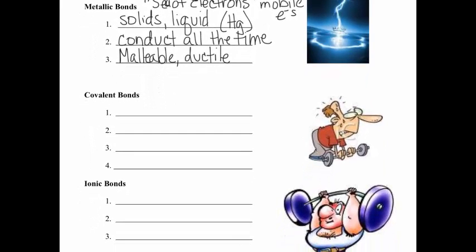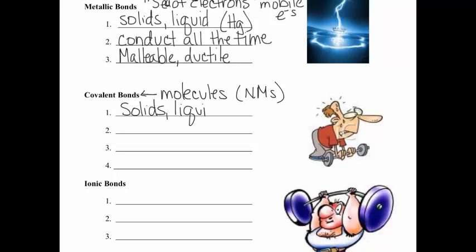The next section we're going to talk about covalent bonds. Covalent bonds are referring to molecules. This is when you have at least two nonmetals bonded to each other. They can be found as solids, liquids, or gases at room temperature. They have relatively low melting points and boiling points. So they melt and boil at relatively low points.